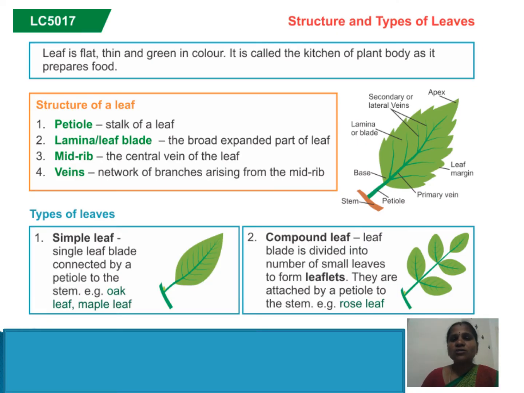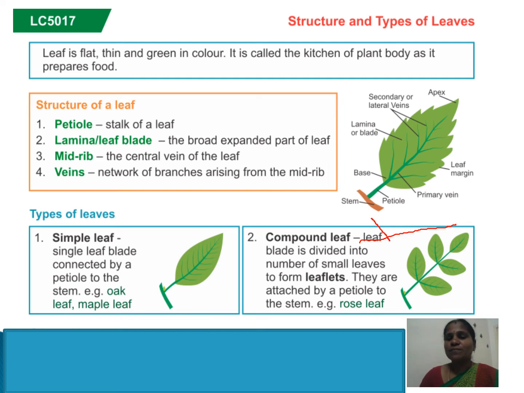Brief structure and types of leaves. A leaf is flat, thin and green in color. It is called the kitchen of a plant body as it prepares food. This is the clear structure of a leaf. The petiole is the stalk of a leaf. This is the leaf stalk, which we call the petiole.